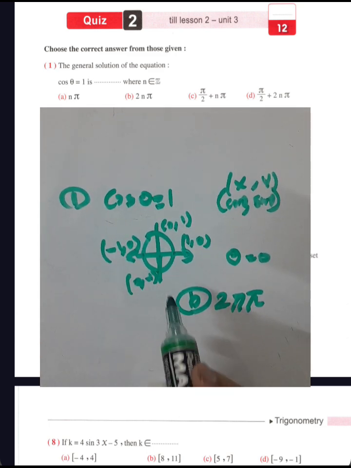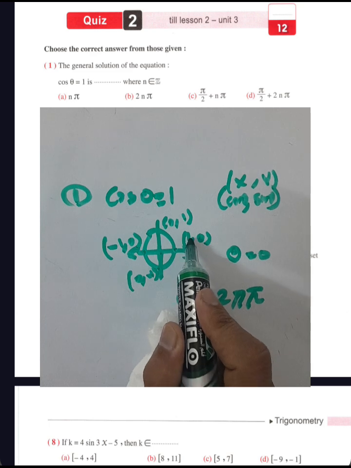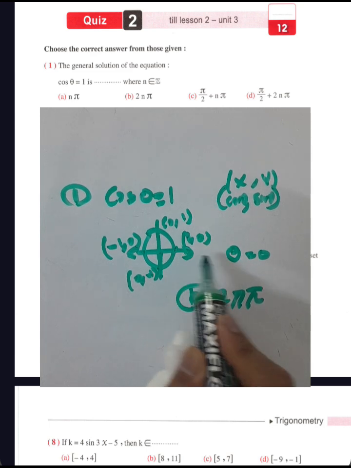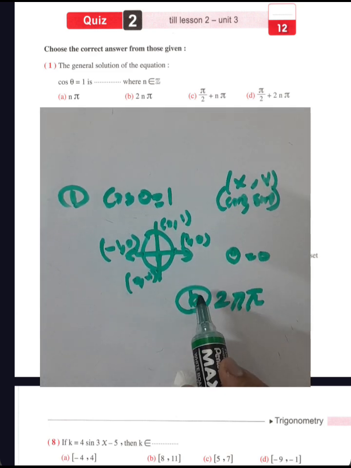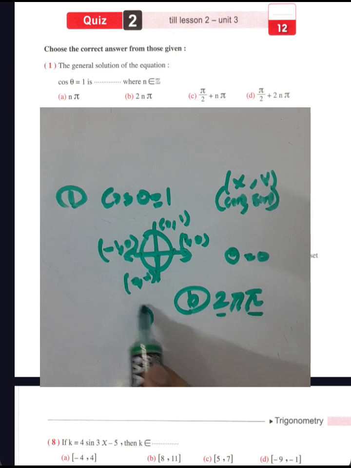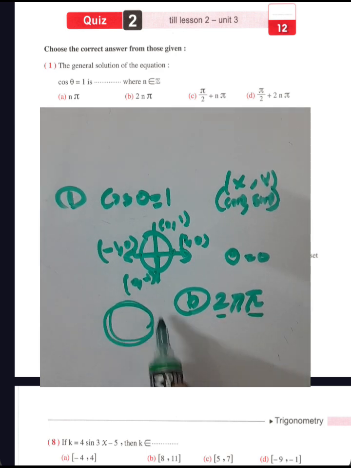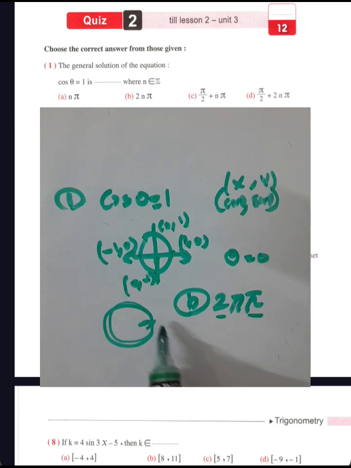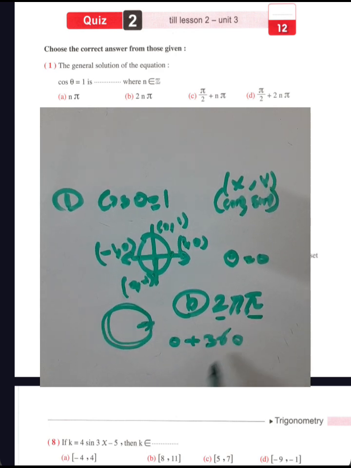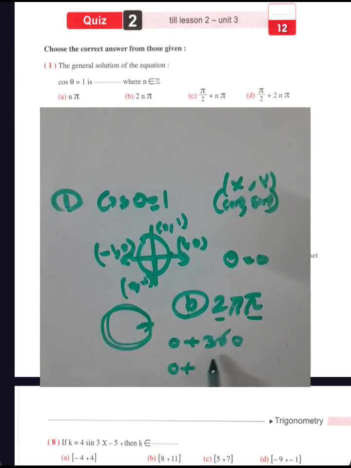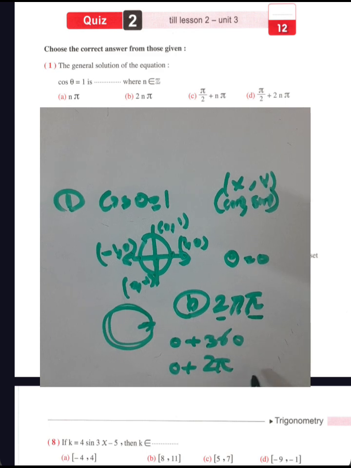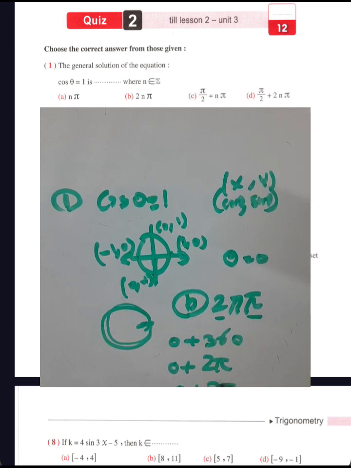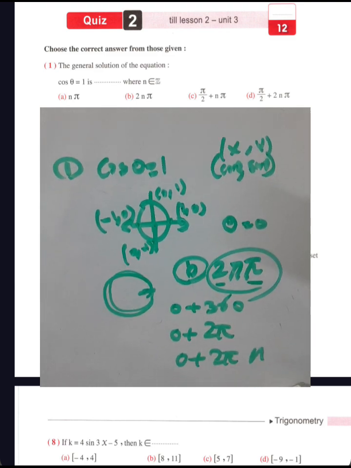Understood? Because we have cosine theta equal 1 only at 0, then 0 plus 360, and 360 equals 2 pi. Then 1, 2, 3, up to infinity rotations. We can write 0 plus 2 pi, multiplied by n. The result will be 2n pi. Understood?